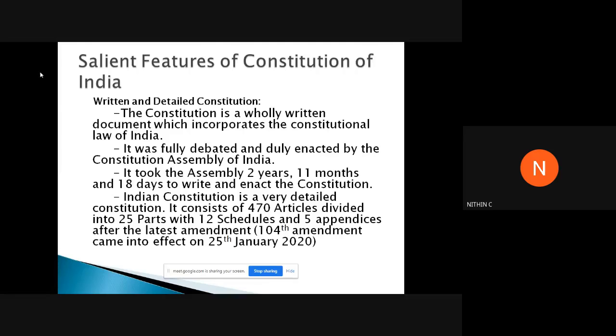This is the present case, not the number of articles at the time the constitution came into force. As of now we have 470 articles divided into 5 parts, with 12 schedules and 5 appendices after the latest amendment. The latest amendment is the 104th amendment.